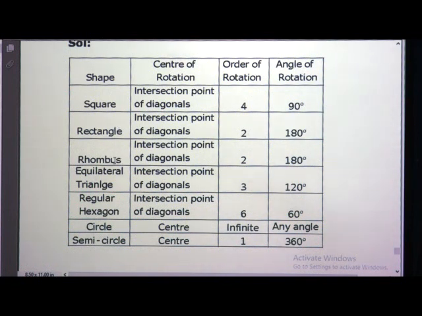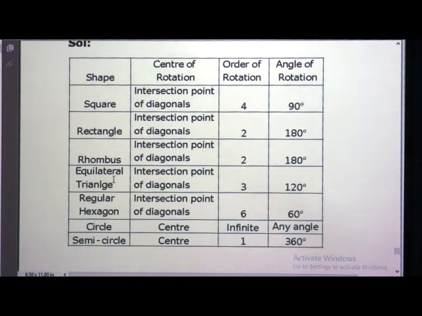Rhombus, again we will find a center of rotation by drawing the diagonals, and the point where these 2 diagonals intersect is nothing but the center of rotation. And the order of rotation is 2, similar to a rectangle, you know the shape of a rhombus. So, we will have an order of rotation of 2 and it rotates at 180 degrees.